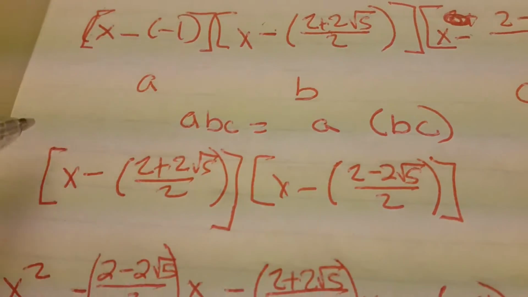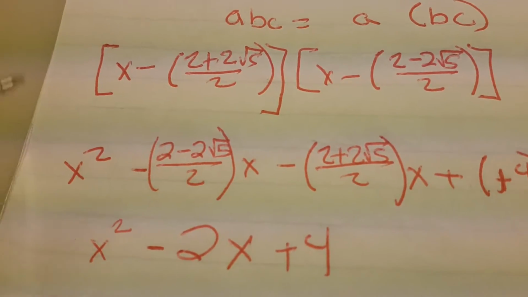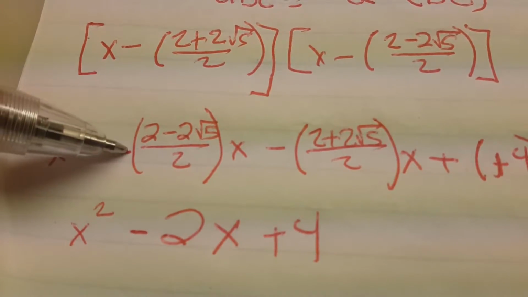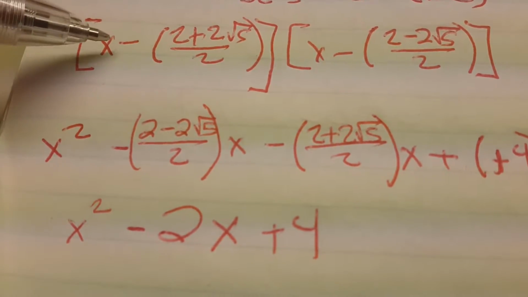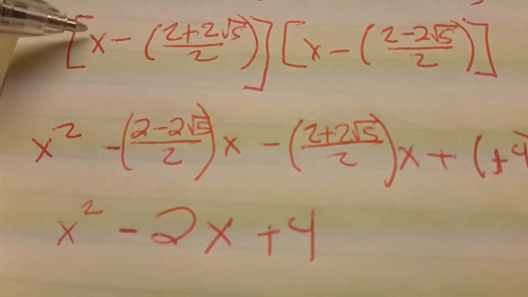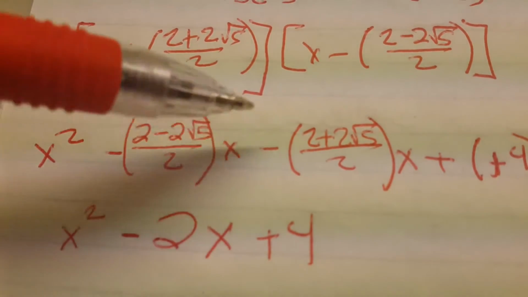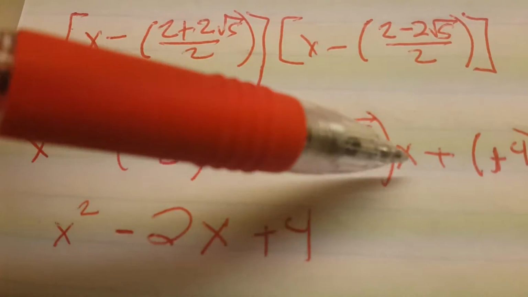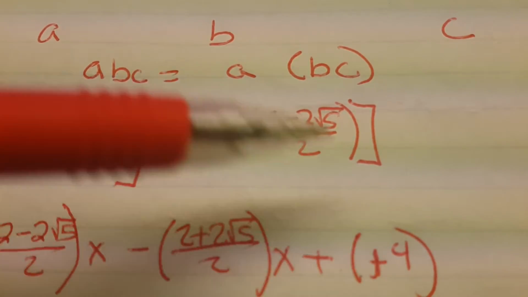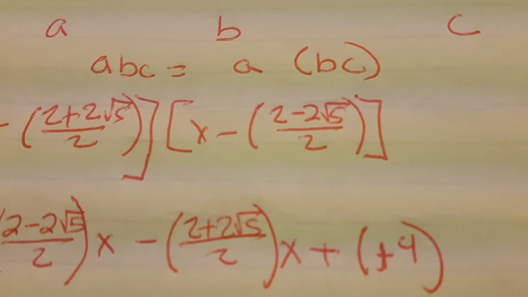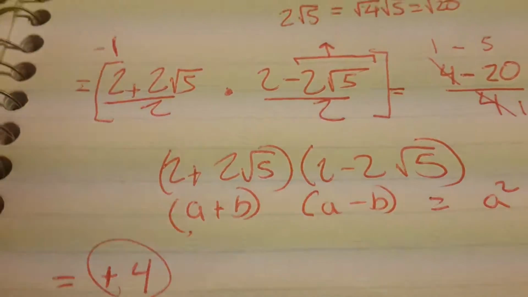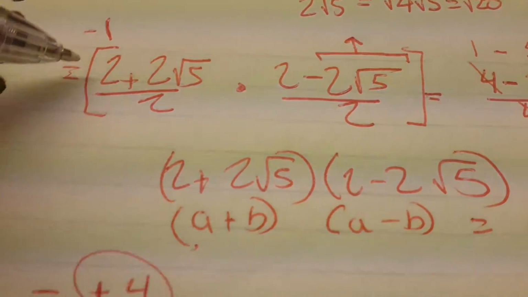So we FOIL those and we end up with x squared minus (2 minus 2 root 5) over 2 times x, that's this times this x. And then we have minus (2 plus 2 root 5) over 2 times x, that's this over that, plus 4. Now where did that 4 come from? That is up here.